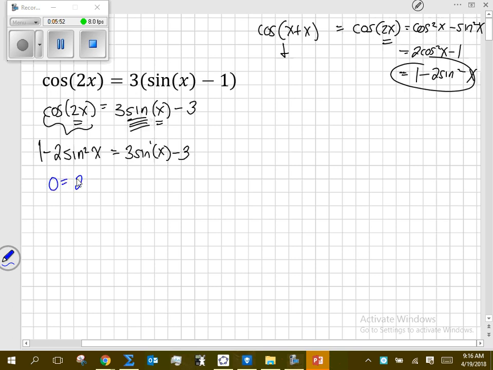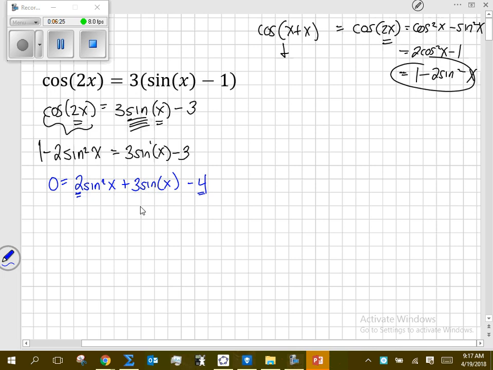Ends up giving me, what, positive 2 sine squared x plus 3 sine x minus 4. Okay. And things have now just cleaned up quite a bit, right? All right. What would you do if you're trying to factor this? What would your first approach maybe be, or first thought?